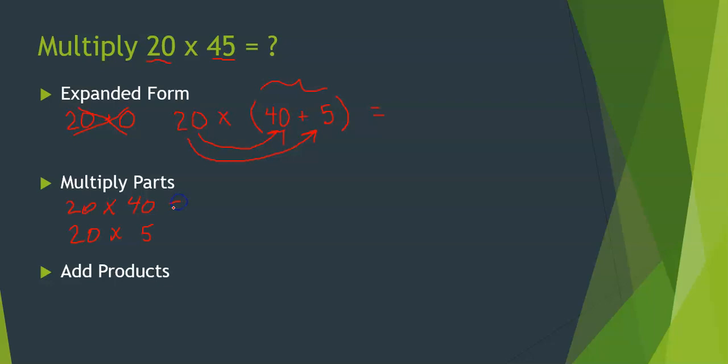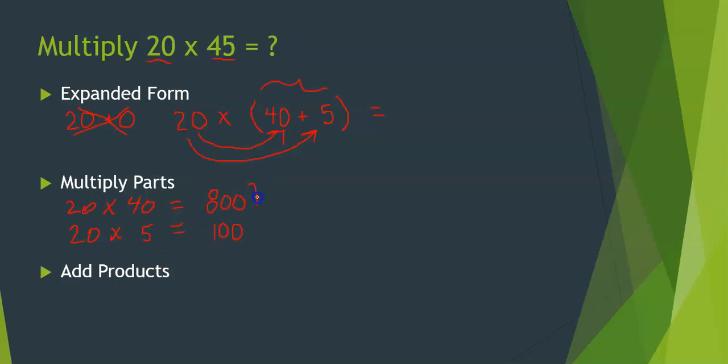Okay, so 20 times 40. The easiest way to solve that is to say 2 times 4 equals 8. Then add my 2 zeros, the 0 behind the 2 and the 0 behind the 4, which is 20 times 40 equals 800. And then 20 times 5. So 2 times 5 is 10. And then I add my 1 zero behind my 2. So 20 times 5 is 100.